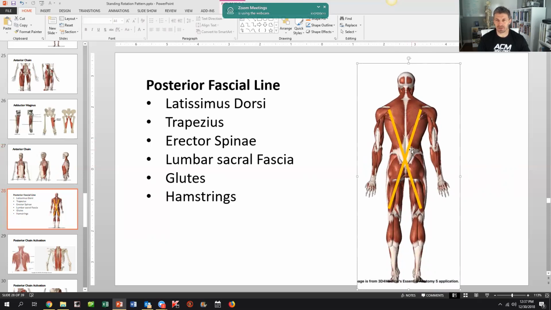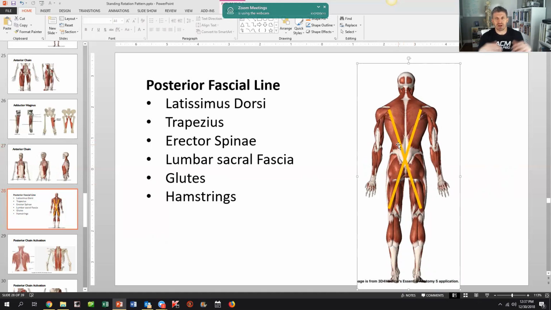And again, the latissimus has its origin off of the lumbar sacral fascia, and that lumbar sacral fascia the glute attaches to. So that posterior chain has a big component to rotation. In fact, it's something to really pay attention to. You're going to see an imbalance somewhere in these posterior chains.